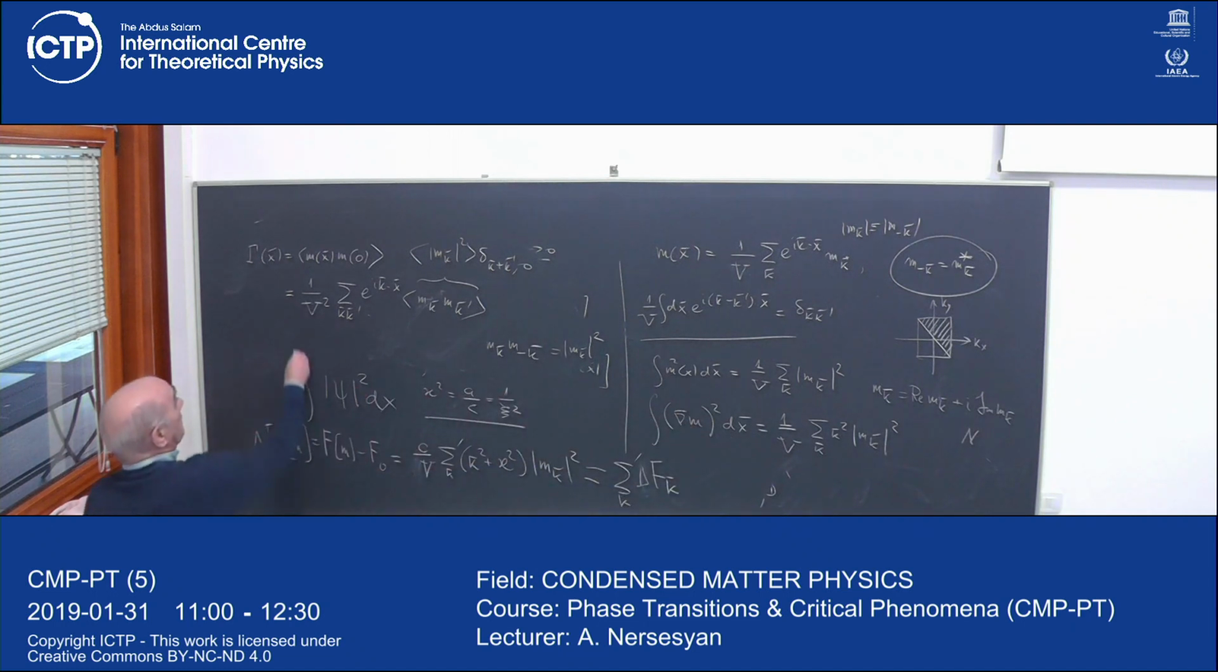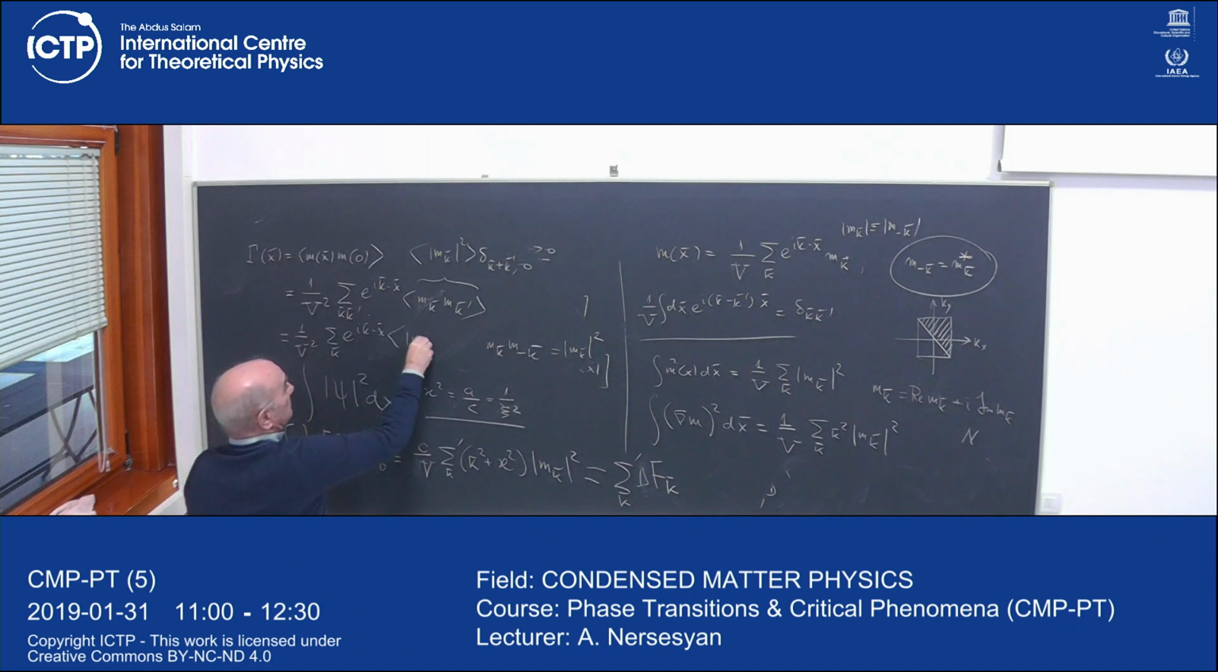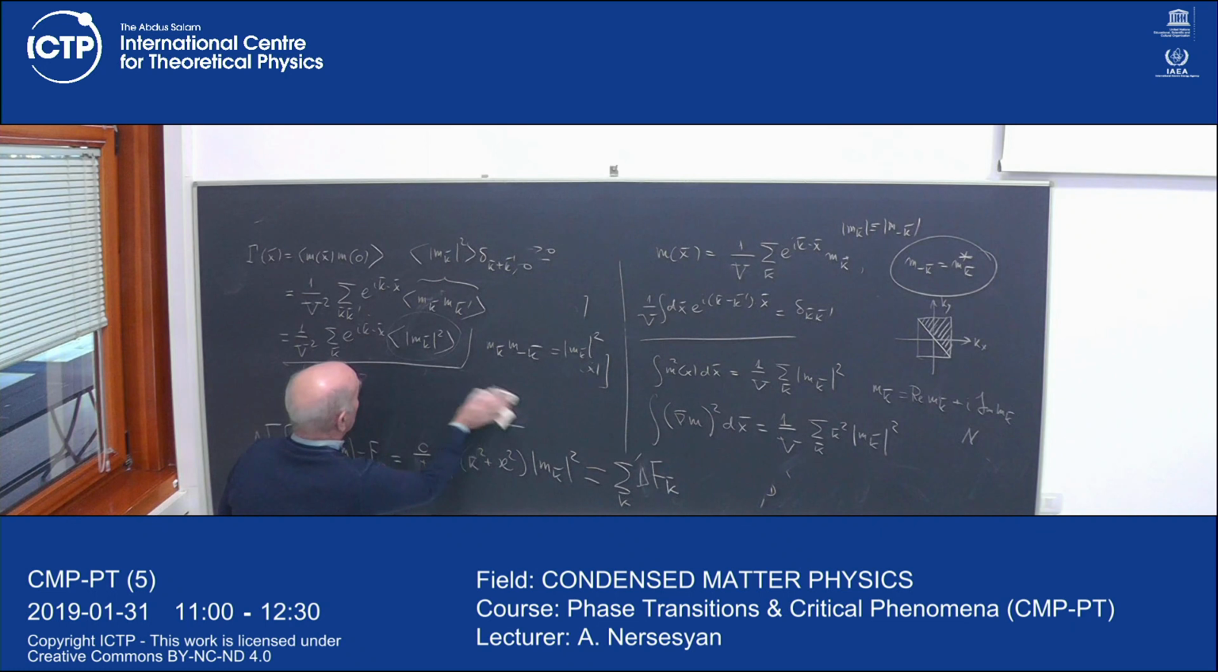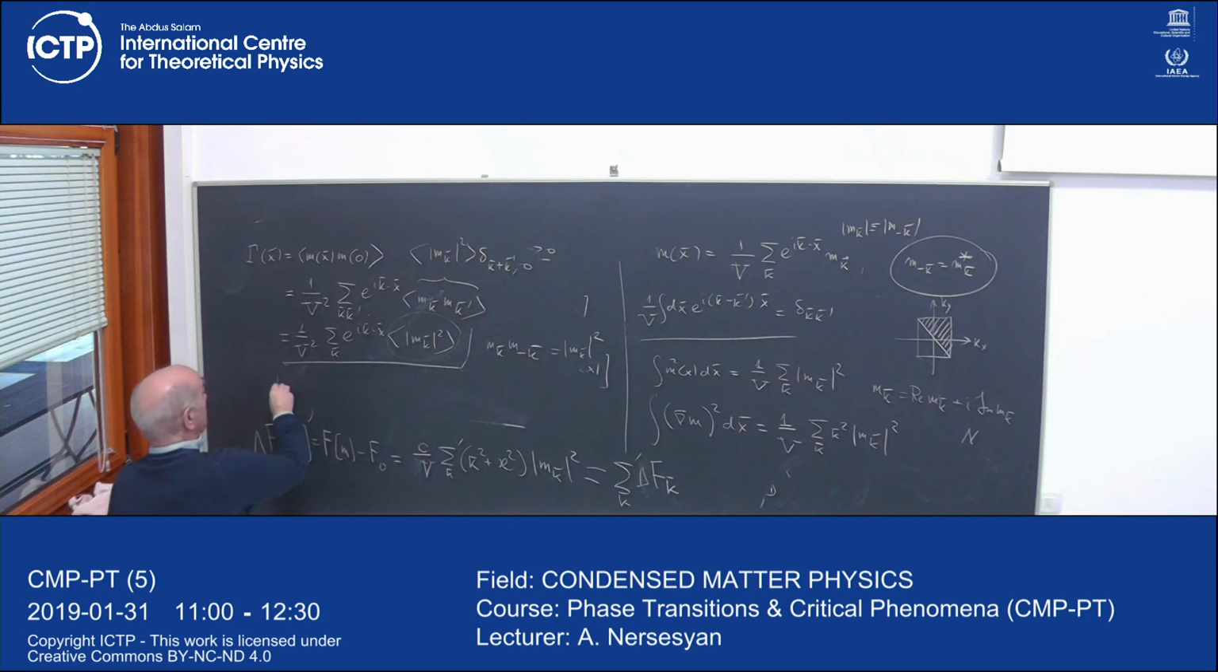So, yes, 1 over V squared, sum over k, exponent, and here is the average value of modulus m_k squared. So this is actually what we need to calculate, what we need to estimate. We need to estimate the average value of this modulus squared with our expression for the free energy. Now, for that, we need to define the probability. Probability of having some m of k, some m of, well, even m of x.